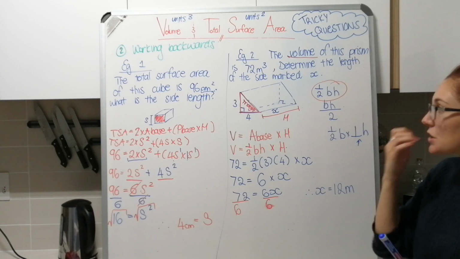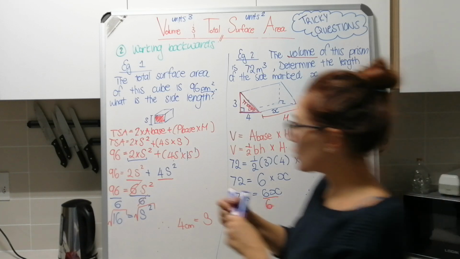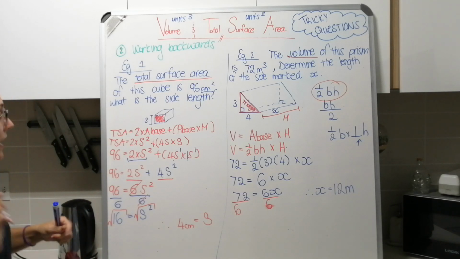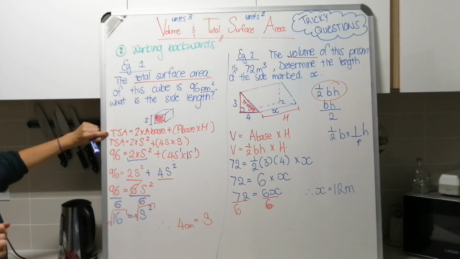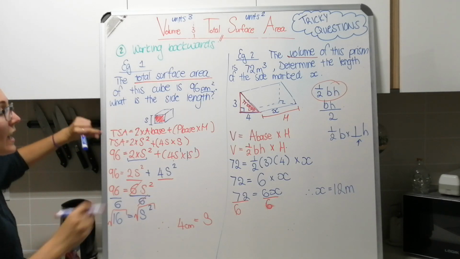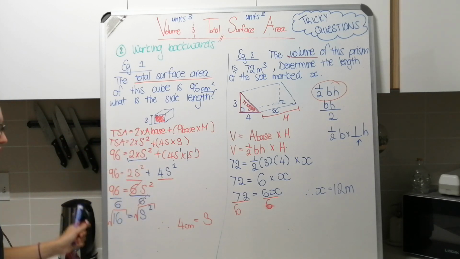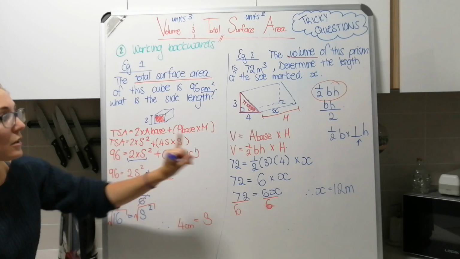So a little bit tricky. The tips here are: look at what is given to you. They gave us total surface area. That's what made me know I must use the total surface area formula. I expanded, substituted what I knew, and then solved for my unknown. Same thing on both sides.